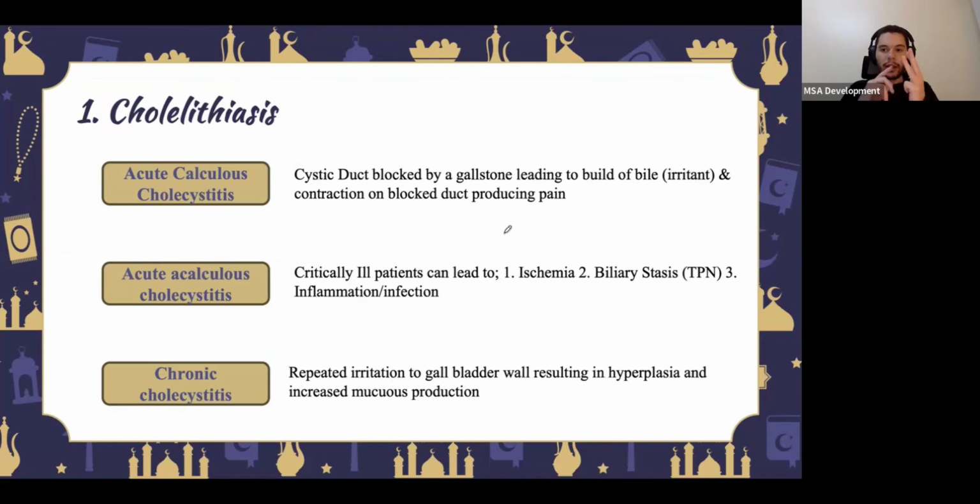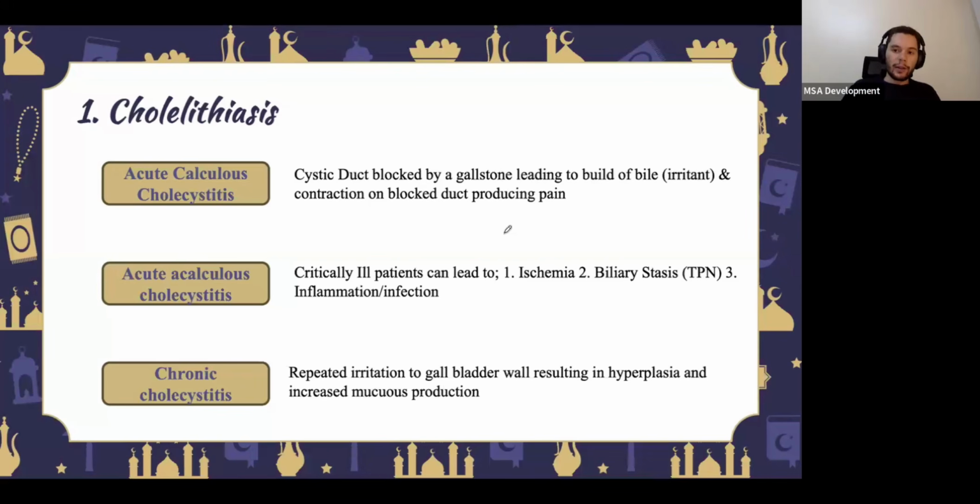Either you have acute calculous cholecystitis. It's where you have a gallstone blocking the cystic duct. So the liver can still release bilirubin into the common bile duct, but the gallbladder is blocked by the gallstone. So this is acute calculous cholecystitis. They present with right upper quadrant pain and fever.